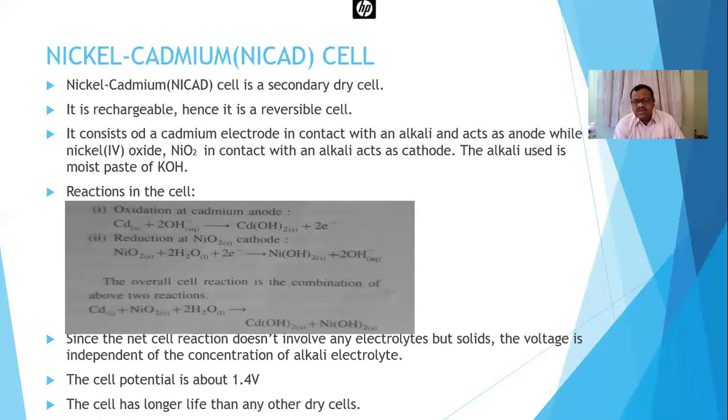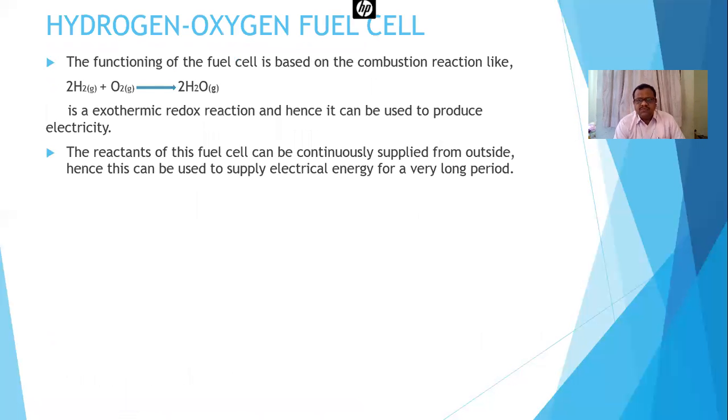A very important cell which is used nowadays is called the nickel cadmium cell. Now let us go on to the next type of cell, which is called the hydrogen oxygen fuel cell. This hydrogen oxygen fuel cell is very important from the point of view of examination.